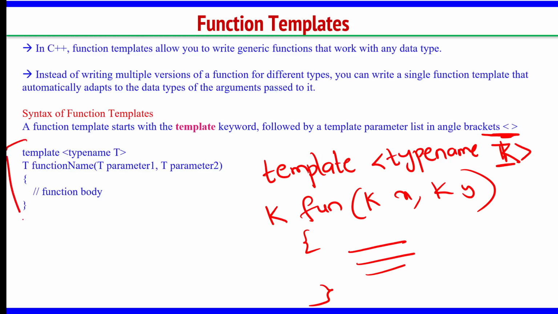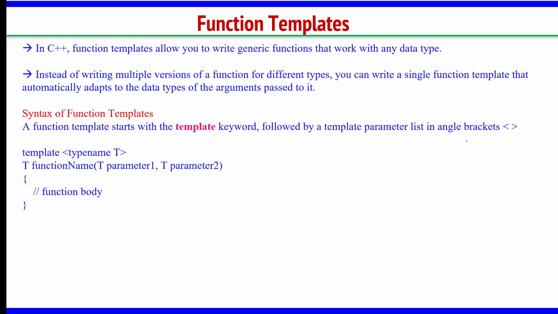This is the syntax of creating a function template. We have to use angle brackets. Instead of writing multiple versions of a function for different types, you can write a single function template that automatically adapts to the data types of the arguments passed to it. It will work for any given data type.